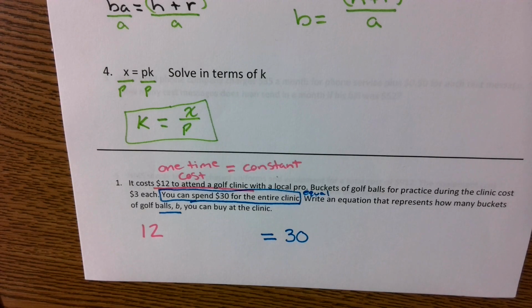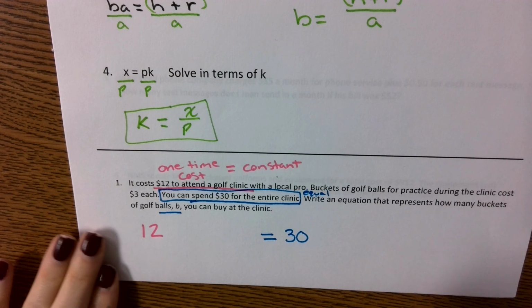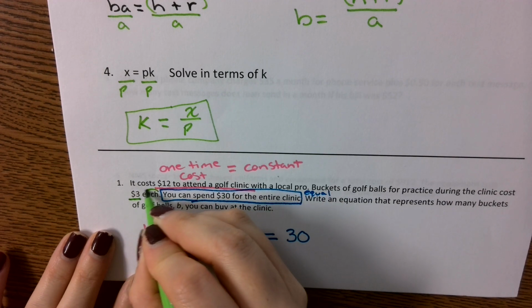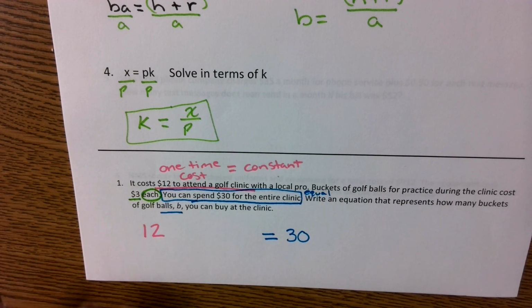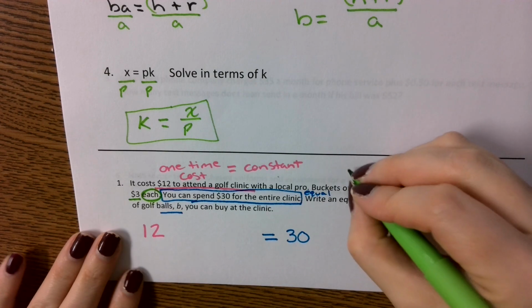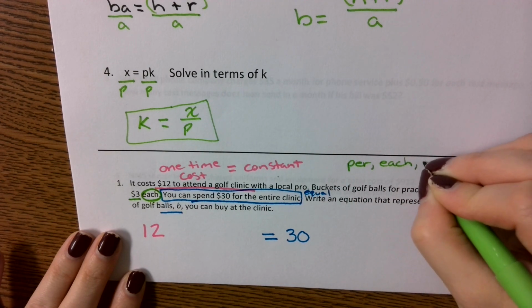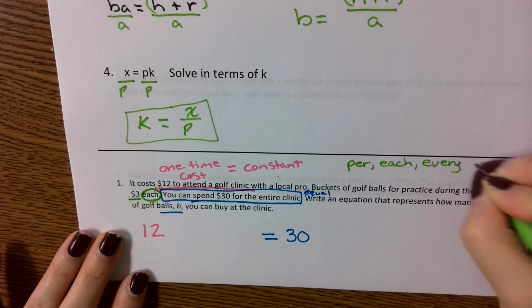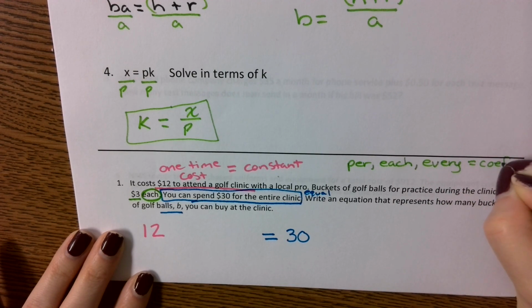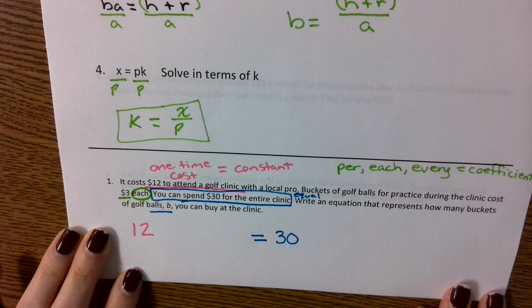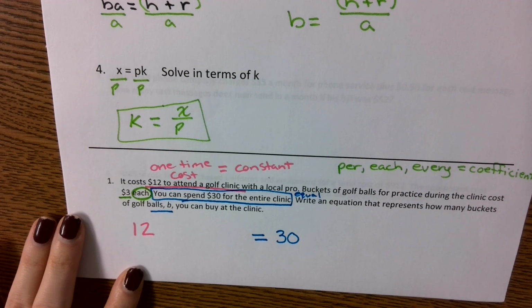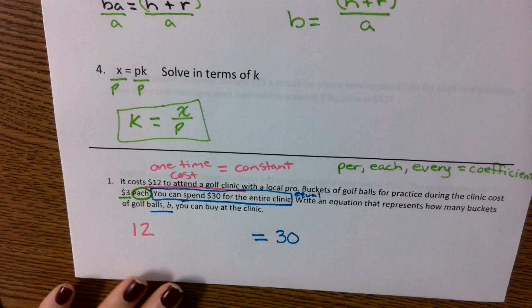Now we're going to continue purchasing buckets of golf balls. So that's where this part comes in, 3 each. Remember we said that the key words per, each, and every represent a coefficient. So write that down. Per, each, and every is going to represent your coefficient. Remember, a coefficient is what you get multiplied to your variable. A coefficient is what you're multiplying to your variable.